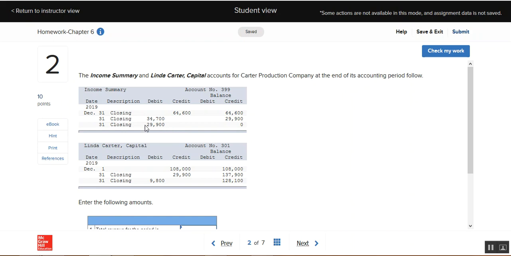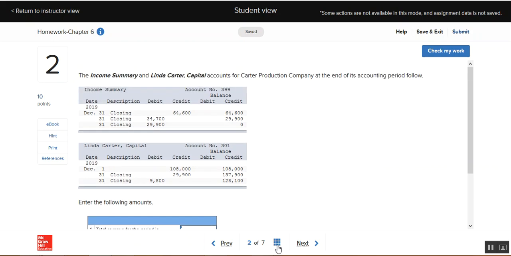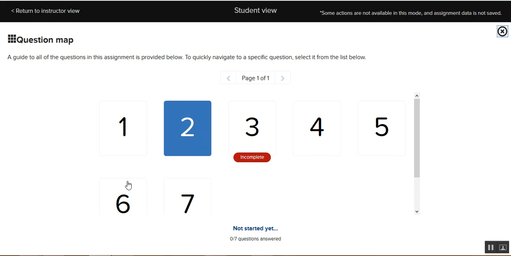So the third thing is your net income, or it could be net loss if you had a net loss for the period. And the owner's withdrawals are closed out to the capital account directly. Was the last thing we did. That's that $9,800. So that just kind of shows you how to do that chart. Let's look at one more.